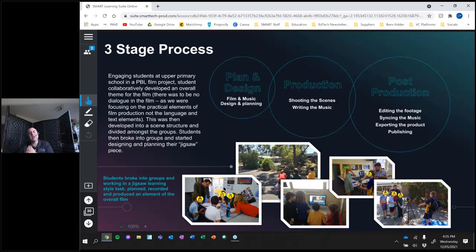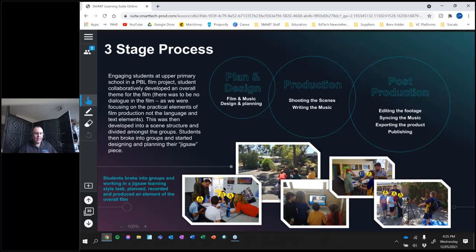Then they did the production where it was shooting scenes and they were writing the music. And then the third was post-production. So it was editing footage, syncing the music, exporting the product and publishing. Now, this was a primary school project that used our secondary school facilities.